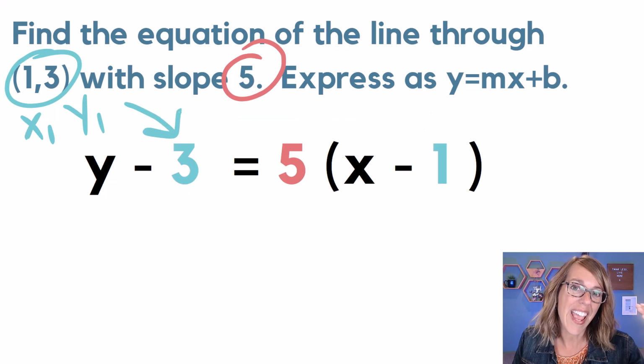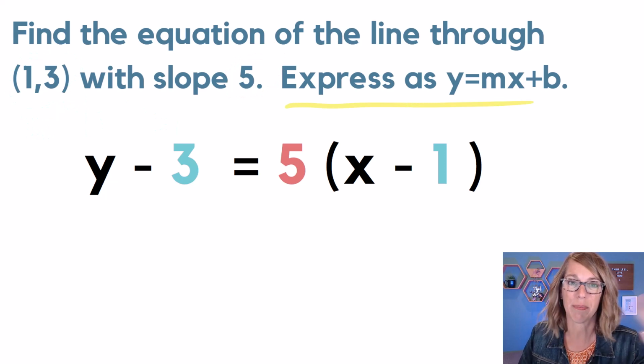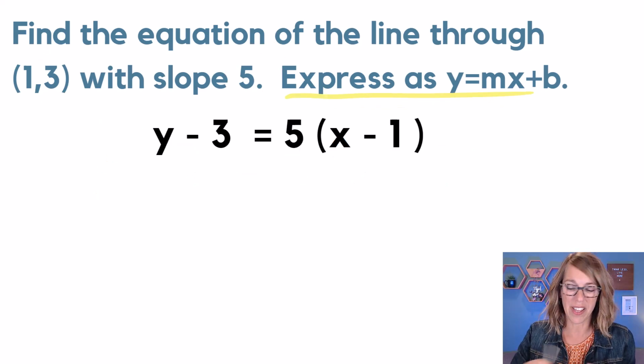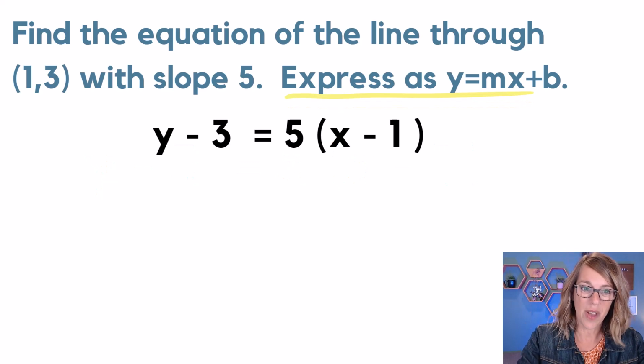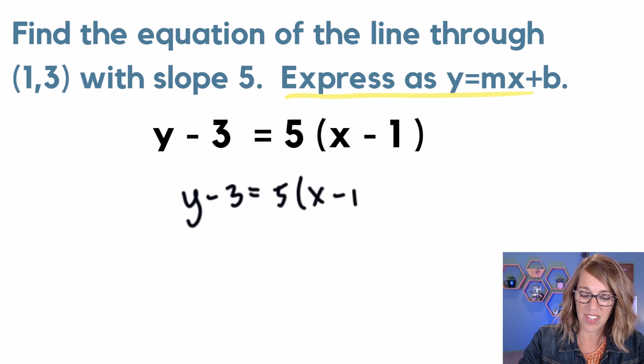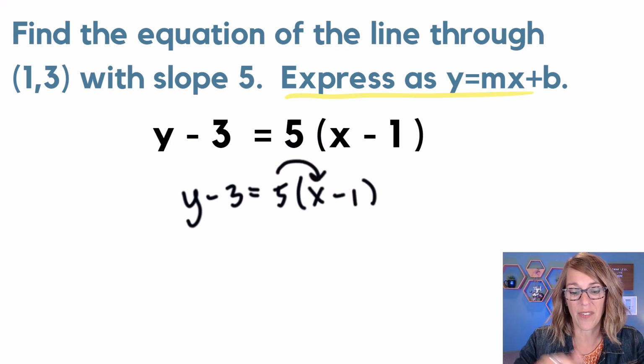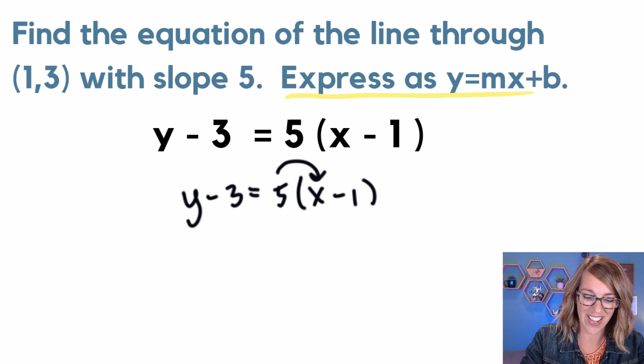Now we've got an equation of the line, but it's not the form that we want. We really want this in y equals mx plus b. So I've got a little bit of math to do. So I'm going to go ahead and take that y minus 3 is equal to 5 times (x minus 1). And I need to distribute the 5. What I really want is y by itself on one side, everything else on the other.